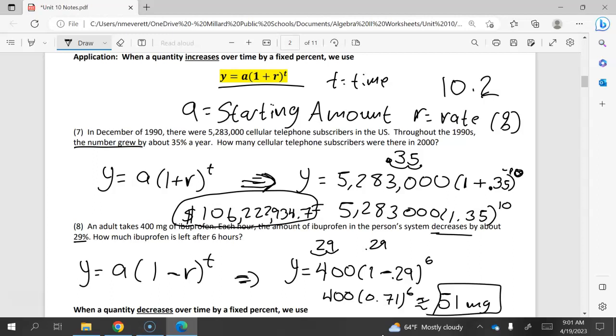Once again, I'm more worried that you can get the setup correct, not the final answer. That's not exactly what I'm looking for, but once again, if that's off by a lot, then we'll have a little bit of an issue there.